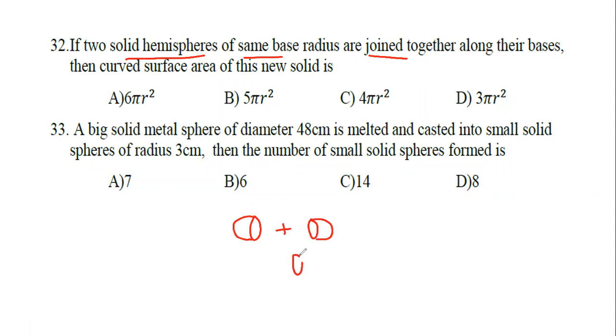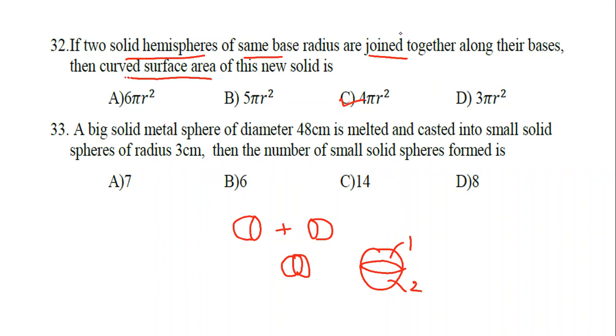If you join them, it becomes a full sphere. It is in the shape of a sphere. If you cut it, this is the first part and this is the second part. Here they have given curved surface area. The curved surface area of the sphere is 4 pi r square, and the total surface area of the sphere is also 4 pi r square.